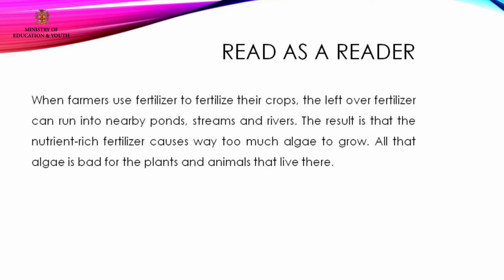So let us examine the second sentence. We're going to identify the signal words that helped us to confirm our prediction that this paragraph is talking about the cause and effects of using fertilizers on the farm. The second sentence reads, the result is that the nutrient-rich fertilizer causes way too much algae to grow. All that algae is bad for the plants and animals that live there. So there are two signal words that we are seeing. What are those two signal words? We are seeing the signal words result and causes.